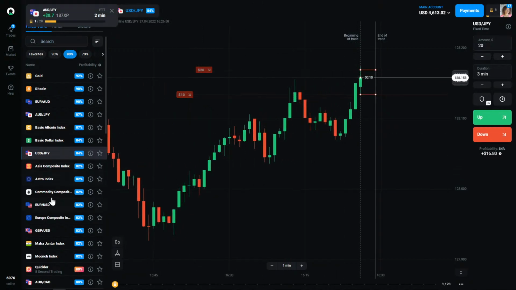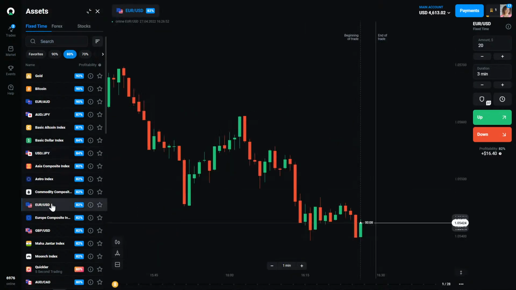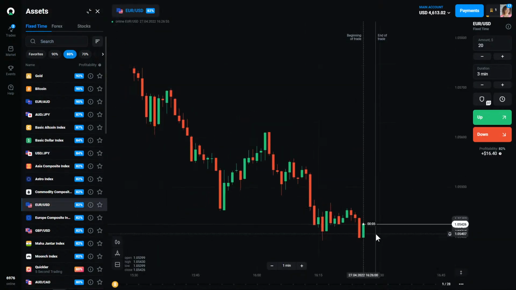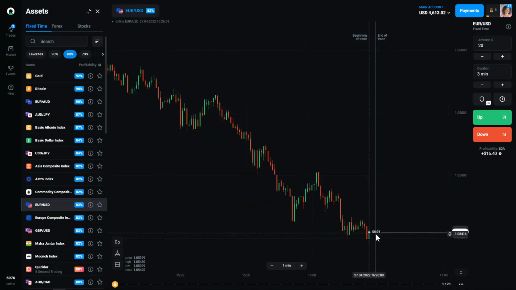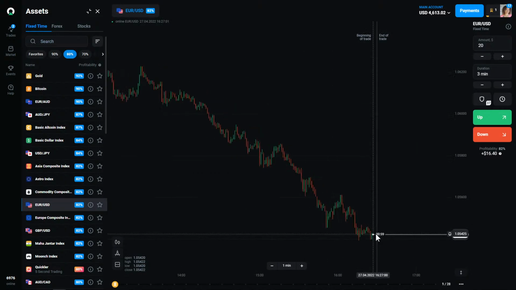So AUD JPY also good. Let's see what's going on with the Euro US dollar. Still trading at low levels. Let's see, 1.05. Major downtrend on this 1 minute.